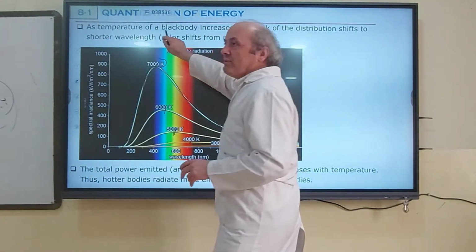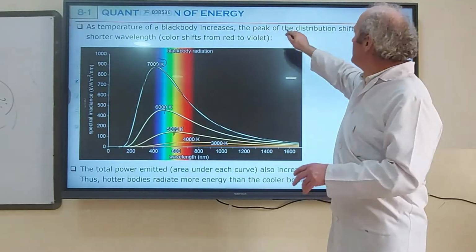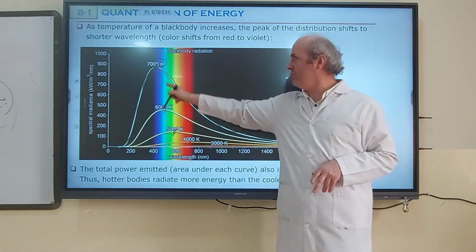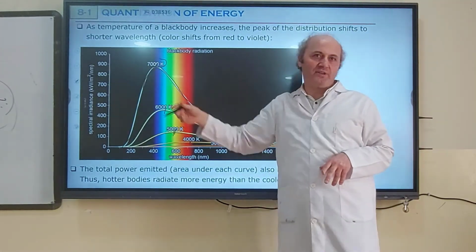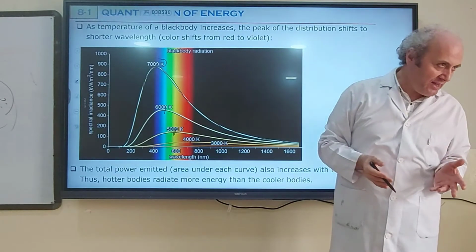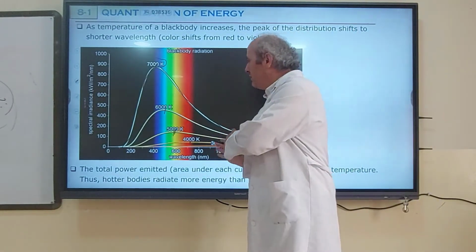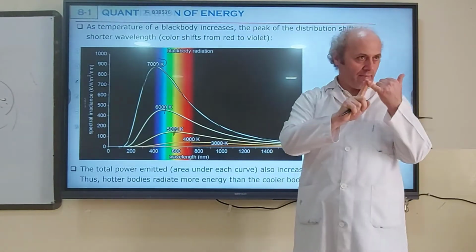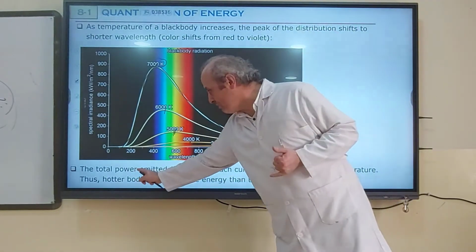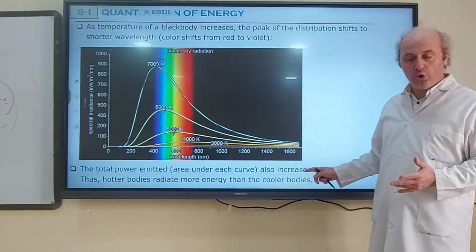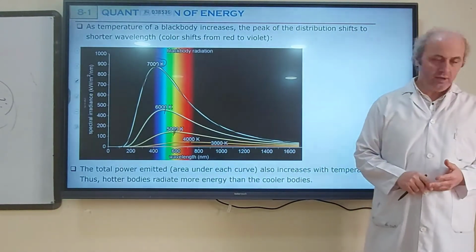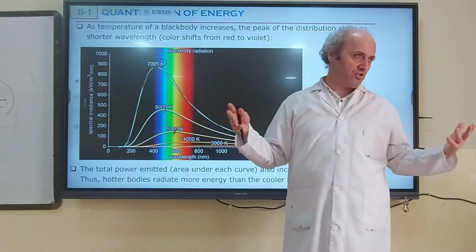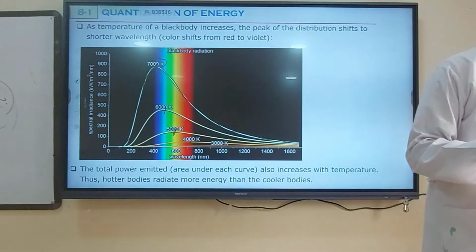So, as the temperature of the black body increases, the peak of the distribution shifts to shorter wavelength, from red to violet. Because red is a longer wavelength, violet is a shorter wavelength. It changes from longer wavelength to shorter wavelength. Also, the total power emitted by the black body increases with temperature, because the area under this curve is the largest. That's why the power is the greatest.